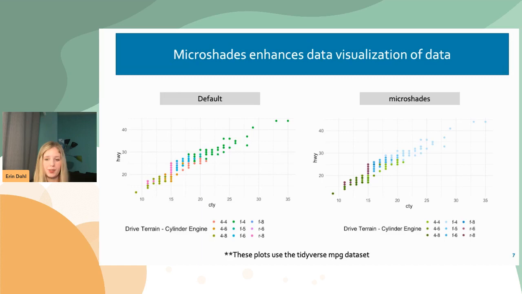This next plot here uses Microshades colors, which allows the viewer to notice trends easier. Each drivetrain is a different color, so you can see here 4-wheel drive is green, front-wheel drive is blue, and rear-wheel drive is purple. With this organization, we're able to visualize that front-wheel drive cars tend to have the highest city and highway miles per gallon. Additionally, cars with fewer cylinders tend to be the most fuel efficient. This color organization is not only accessible to all, but is additionally helpful in noticing trends.